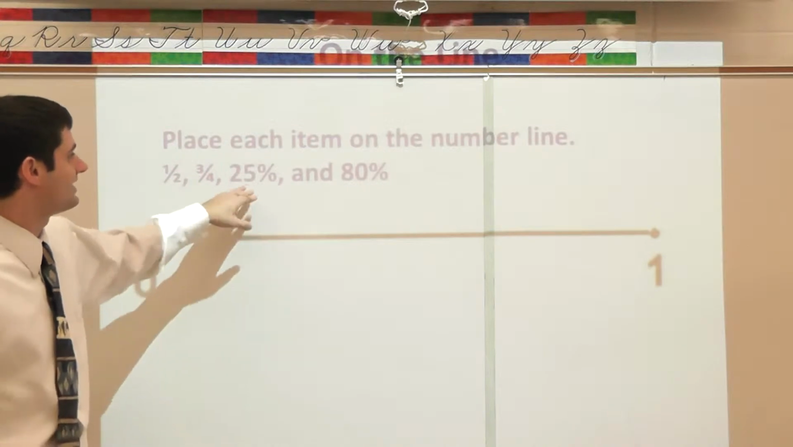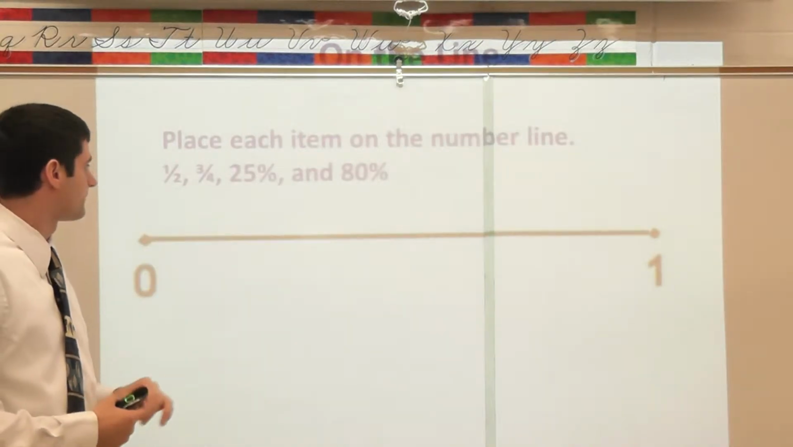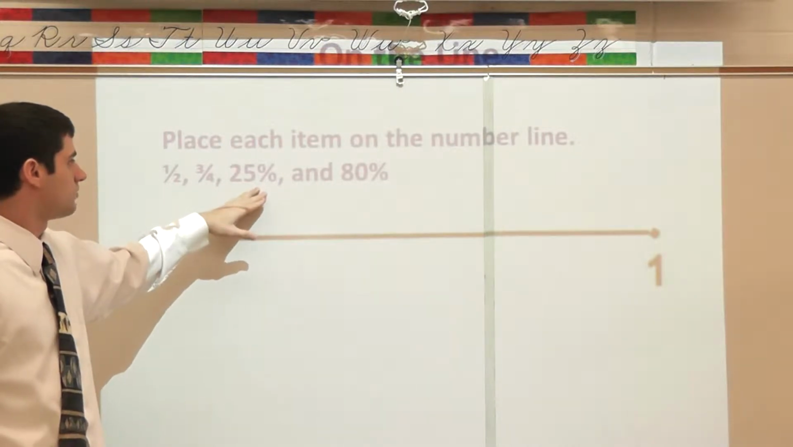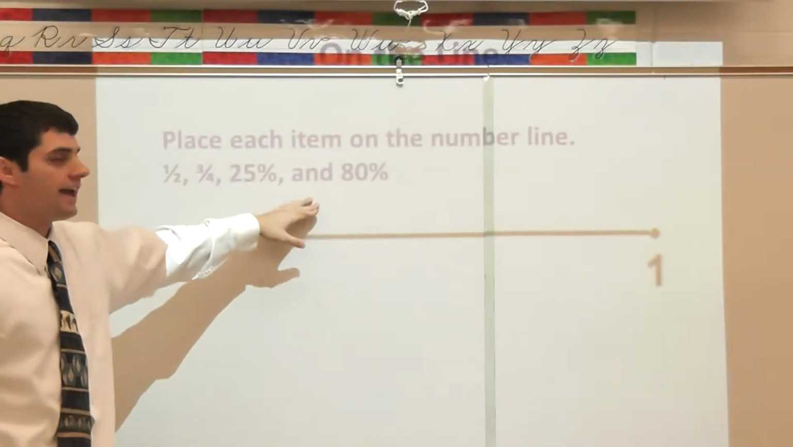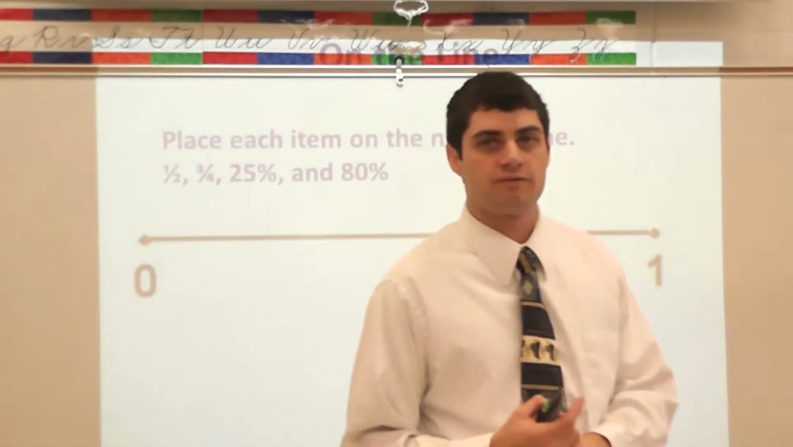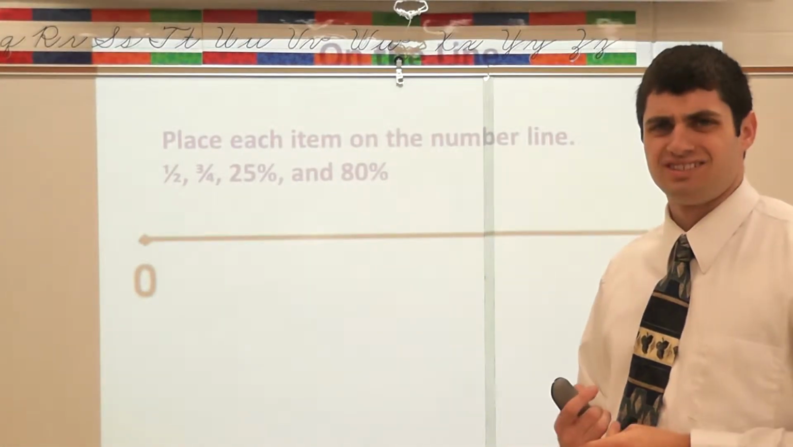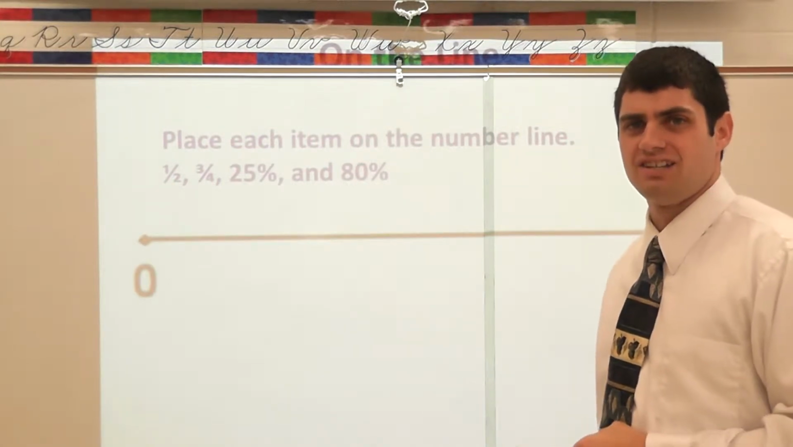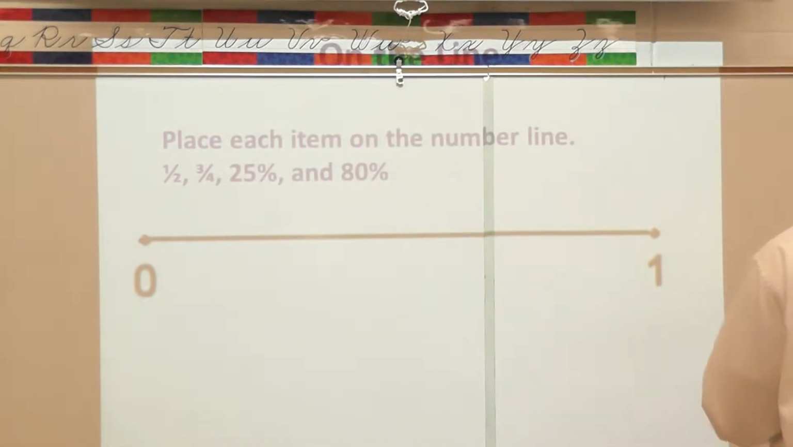Let's take a look at one of our example problems. It says, place each item on the number line. I have 1/2, 3/4, 25%, and 80%. So I have to place each one of these on my number line from 0 to 1. Well, how do I figure out where I need to put each one of these on this line? Let's take a look at a couple strategies.